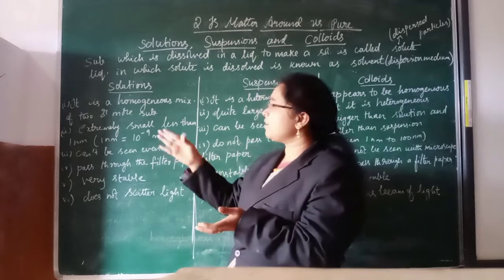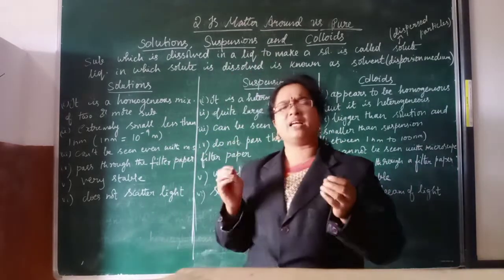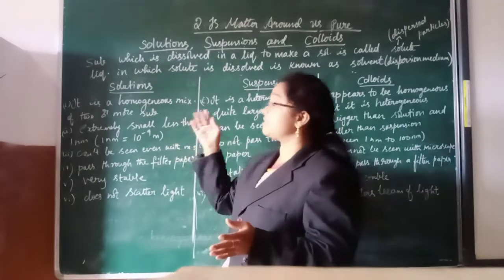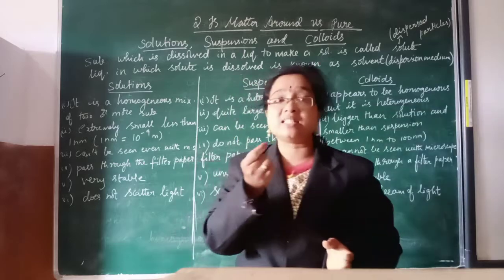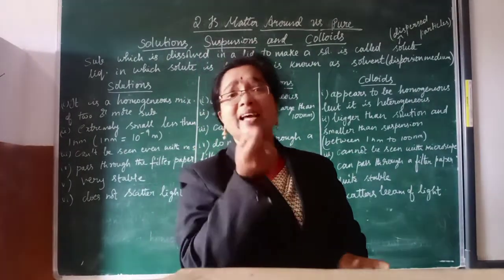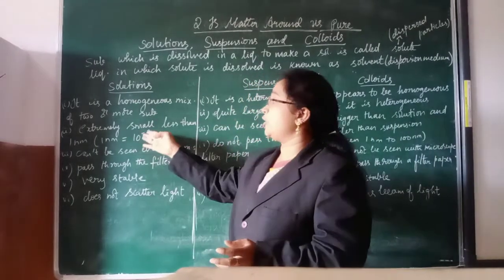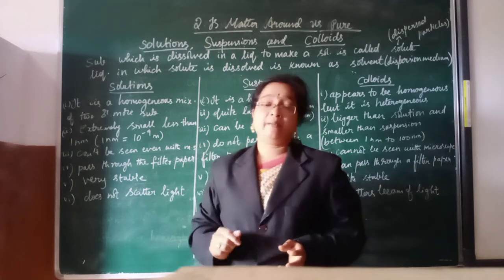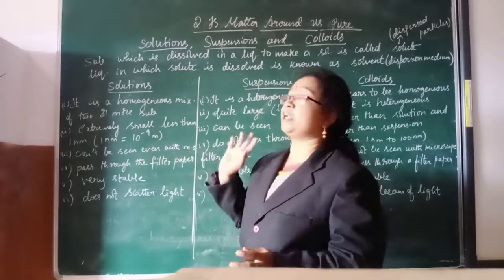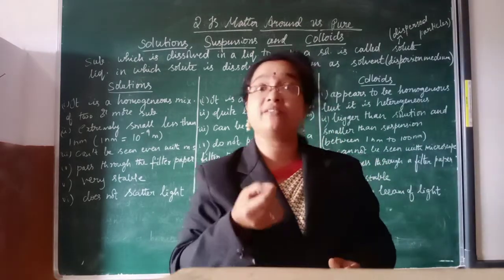The second one is that the size of the particle will be extremely small. How small is it? Less than 1 nanometer. What is the size of the particle of a solution? It is less than 1 nanometer. 1 nanometer means 10 to the power of minus 9 meters. Extremely small. We are unable to see it even with a microscope.